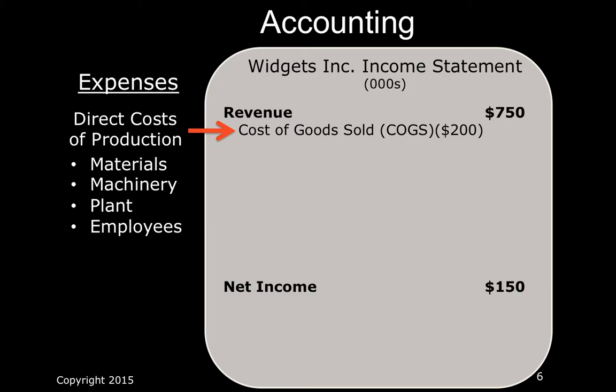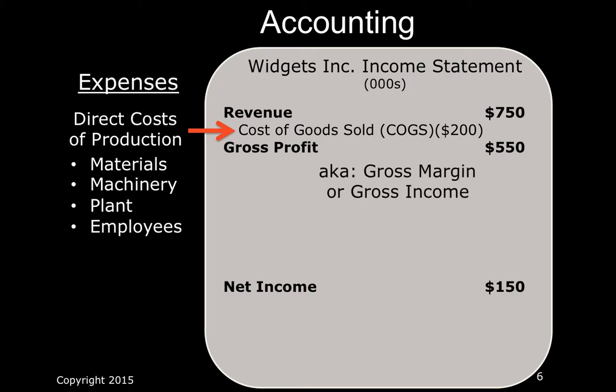Revenues minus the cost of goods sold generates a subcategory of profits called gross profit. Gross profit is also called gross margin or gross income. Gross profit gives analysts an idea of how efficiently a company is using the assets and personnel to produce goods and services.